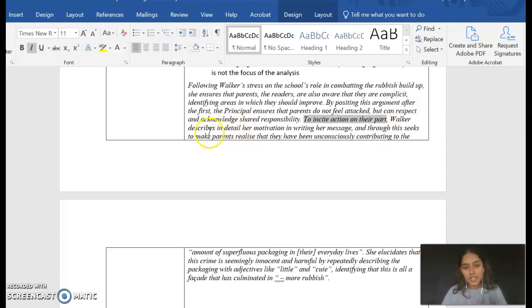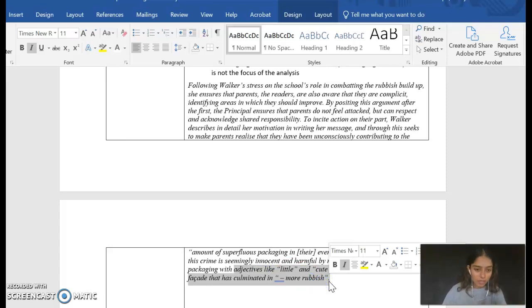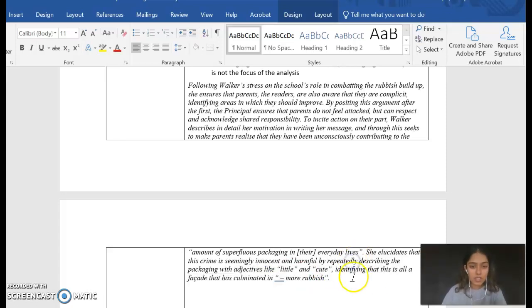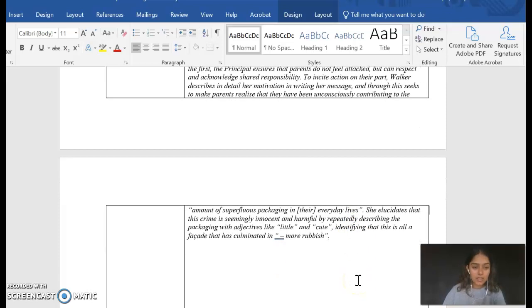To incite action on their part, that's Walker's intention. Walker describes in detail, this is what Walker is doing, her motivation in writing her message, and through this seeks to make parents realize that they have been unconsciously contributing to the amount of superfluous packaging in everyday life. She elucidates, again, use of verbs, this is what the author is trying to do, that this crime is seemingly innocent but harmful by repeatedly describing the packaging with adjectives such as little and cute, identifying that this is all a facade that has culminated in more rubbish. So what is the author doing? How is it persuasive on the particular audience, which in this case is the parents?